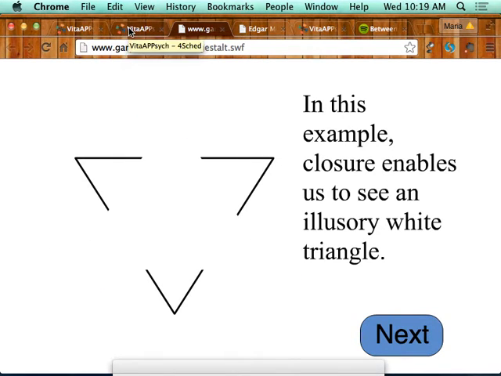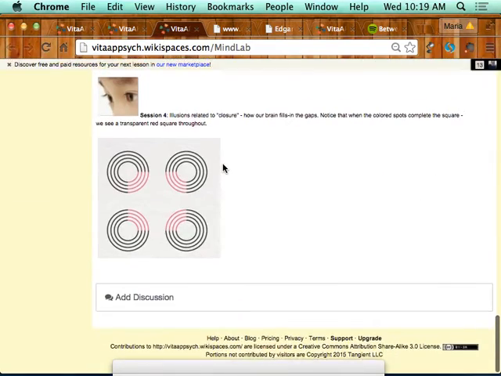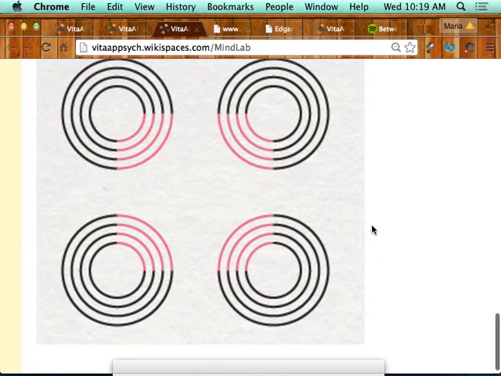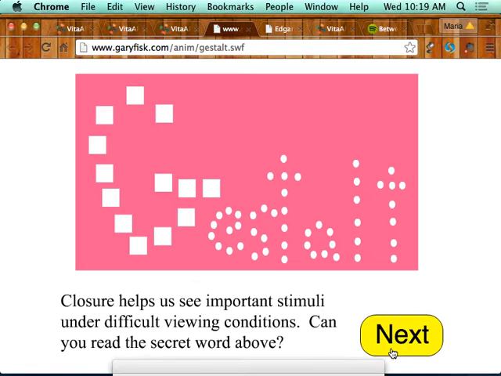Another great example of closure is on the wiki page in this mind lab. It's so crazy, but your brain fills in a pink or reddish square in this image, even though really there's just pink at the end. So we see pink right here, but our brain perceives that there's a full or complete circle, and that's the law of closure. We fill in missing information or gaps. We sort of try to finish off the picture. Now we can do this with shapes, but we can also do it with letters that are difficult to see or incomplete. Our brain fills in the picture.